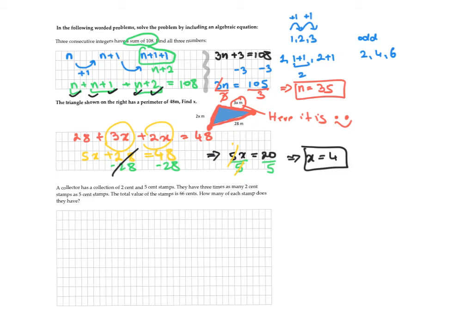The next question is about a collector that has a collection of 2 cent and 5 cent stamps. So they have 3 times as many 2 cent stamps as 5 cent stamps. The total value of the stamps is 66 cents. And now how many of each stamp do they have?